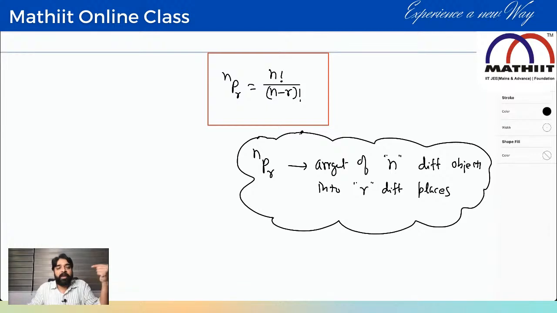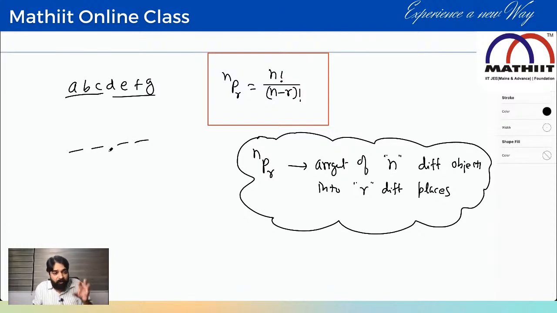Now onwards, we can save our time for filling the object. We can use this directly. Meaning, if I ask how many different 4-letter words I can form using these letters, I have to form a 4-letter word, which means we have 4 places. And how many objects are there? I have a total of 7 different objects, 4 different places, no restriction.